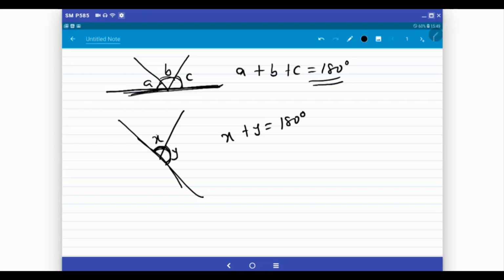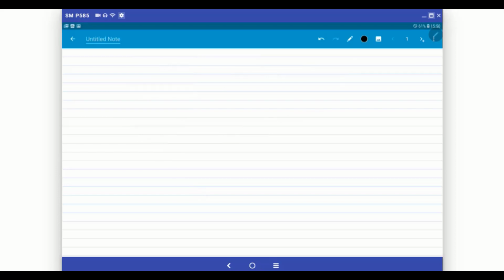Those are what we mean by angles on a straight line. They can be more than 3, they can be 5, 2, or 1. It can be only one angle, or 7. As long as they together make a straight line, then the sum must be 180. And also, angles at a point, something like this.